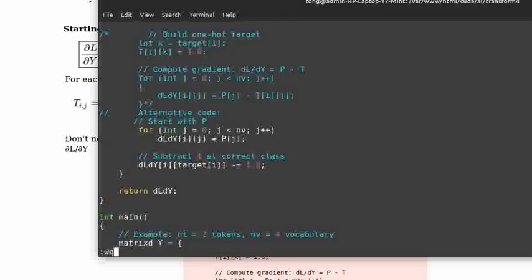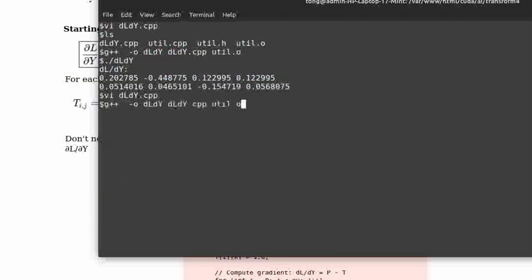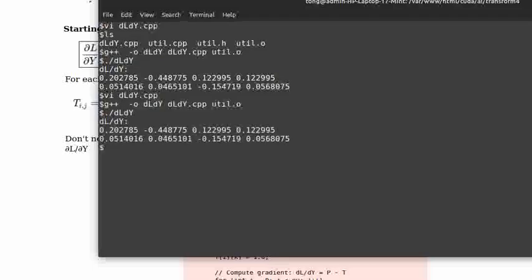Now let's recompile this. So it also recompiles, and we get the same results. Okay, so either method is fine. The latter is more efficient.